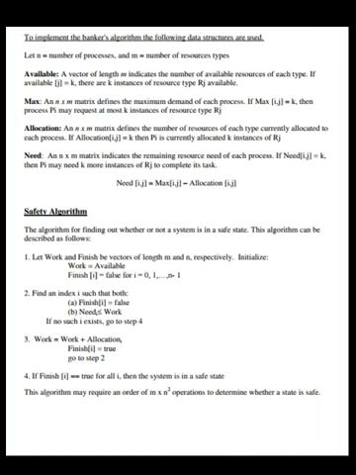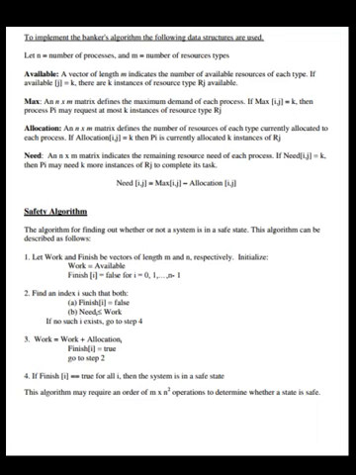Now let us see the safety algorithm, the algorithm for finding out whether or not a system is in a safe state. This algorithm can be described as follows. See the algorithm. Step 1: let Work and Finish be vectors of length m and n respectively. Initialize Work equal to Available, and Finish[i] equal to false for i equal to 0 to n minus 1. Step 2: find an index i such that both Finish[i] is equal to false and Need[i] is less than or equal to Work.